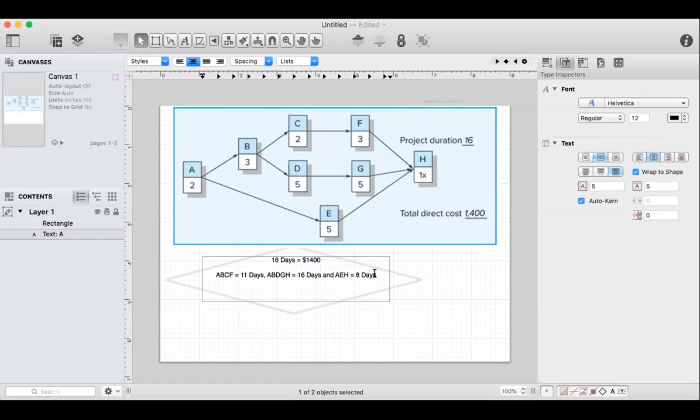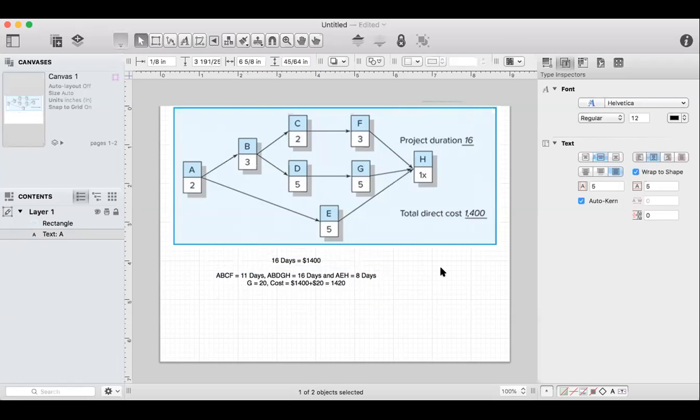G. Why would I do G? It has the lowest slope, crash cost. You are correct. It has the lowest, so G equal $20. And then the cost is going to be cost equal 1,400 plus $20 equal 1,420. And what else do I do now?